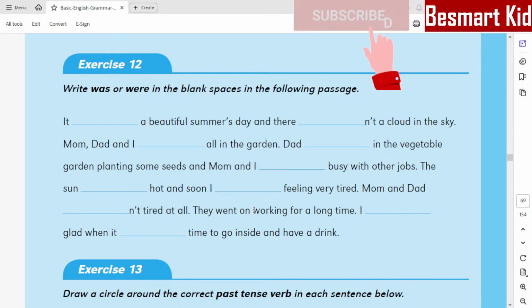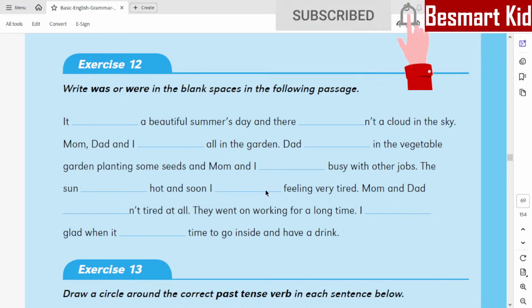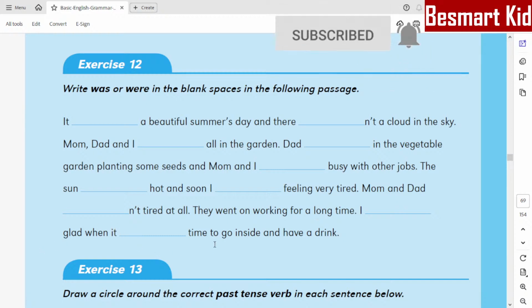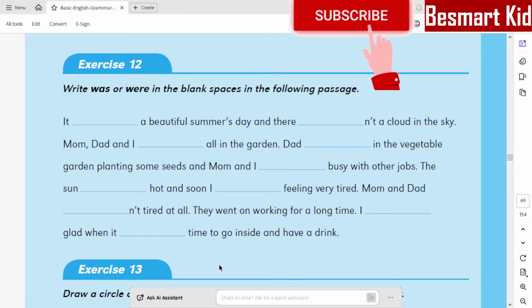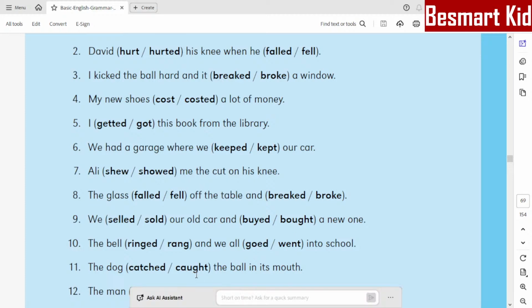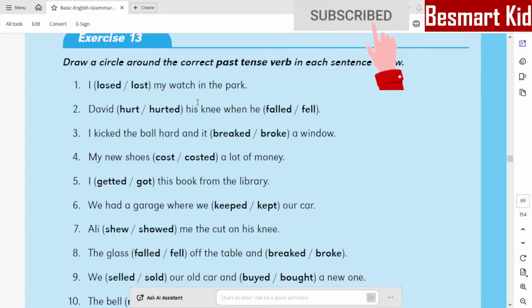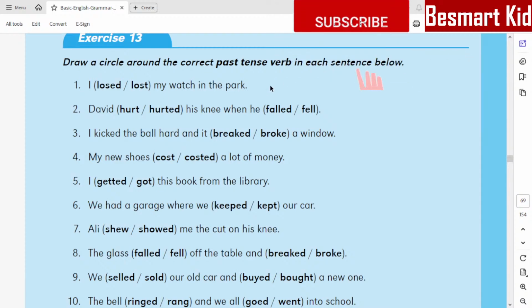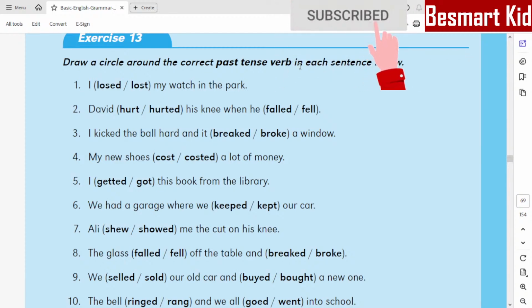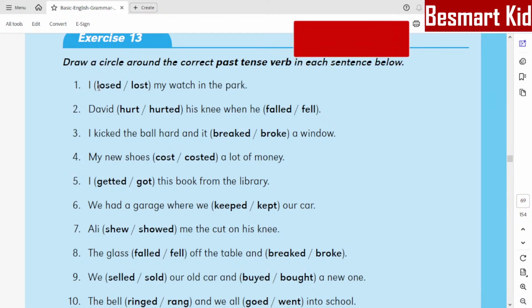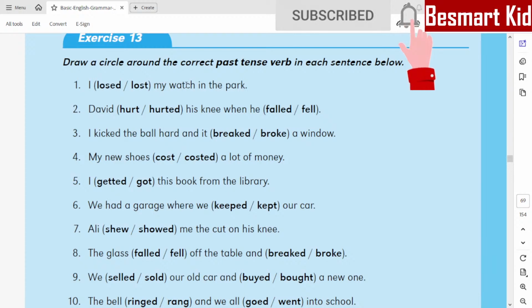They went on walking for a long time. I dash glad when it dash time to go inside and have a drink. Exercise 13. Draw a circle around the correct past tense in each sentence below. First, I lost in brackets my watch in the park.